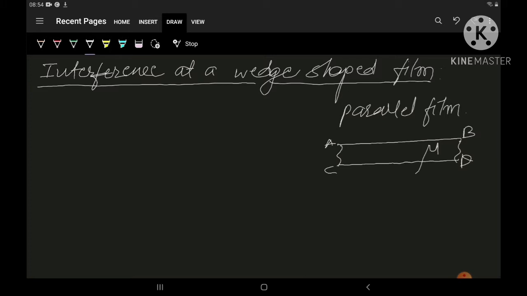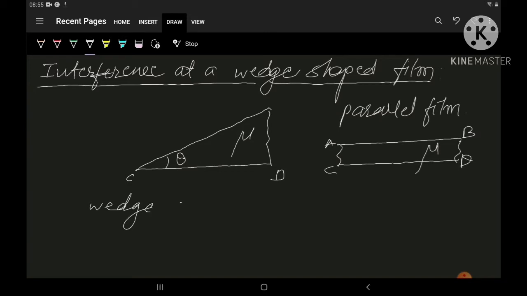But sometimes both the surfaces of the film are not exactly parallel to each other. If we consider another case, suppose this is the lower surface CD, and the upper surface AB is at some inclination with the lower surface. Suppose here the angle of inclination is theta, and the media is enclosed between the two surfaces. So this type of film is known as wedge shaped film, and this angle theta is known as wedge angle.